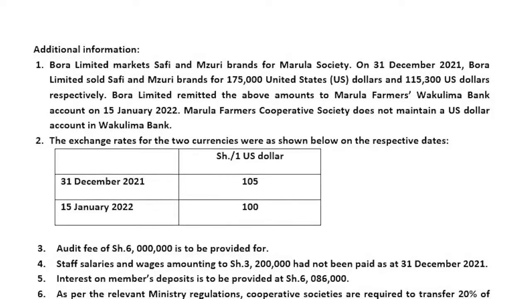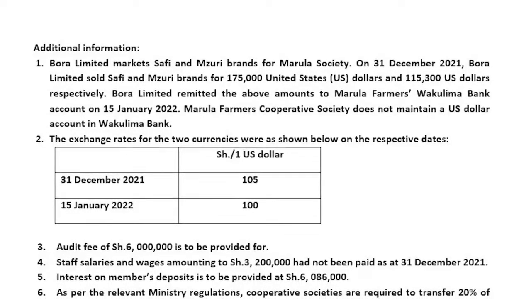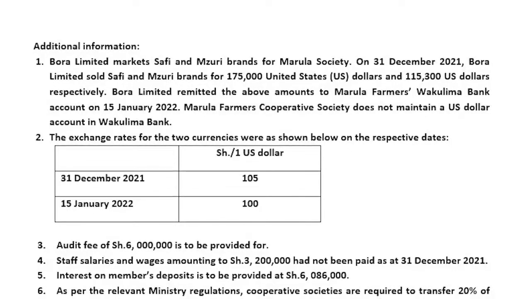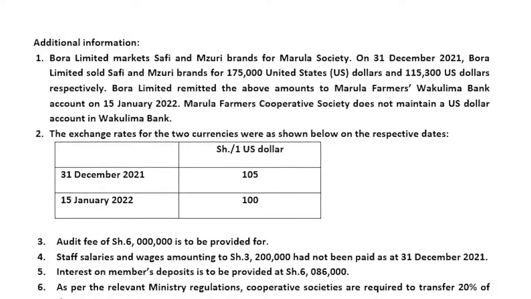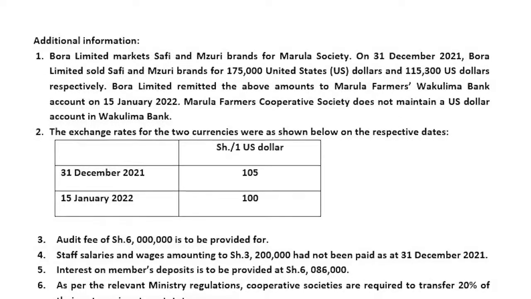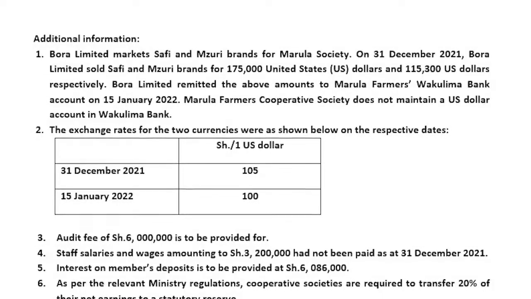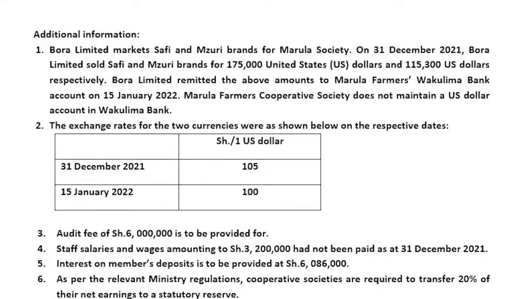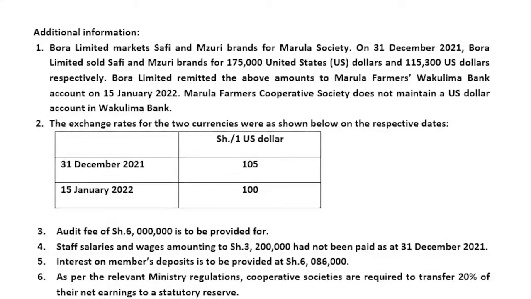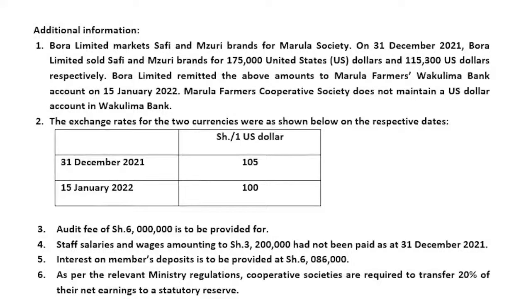into Kenyan shillings, and automatically we're going to translate them using the exchange rate which was existing at the date the money was sent. I hope you can see we are told the money was sent or was remitted to the bank account of Marura Farmers Cooperative Society on 15th. So that is the exchange rate we are going to use.